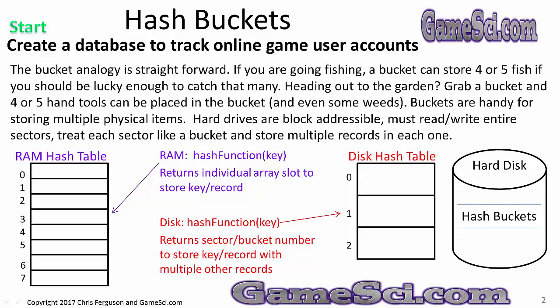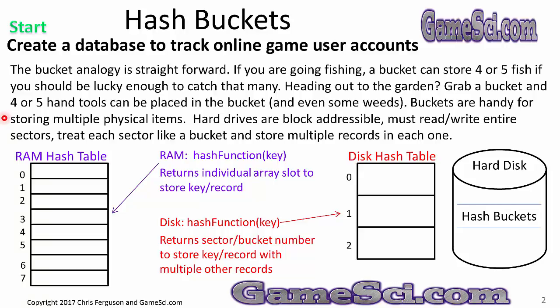Hash buckets. Let's create a database to track online game user accounts. The bucket analogy is straightforward. If you're going fishing, a bucket could store 4 or 5 fish if you should be lucky enough to catch that many. Heading out to the garden, grab a bucket and 4 or 5 hand tools can be placed in the bucket, and even some weeds. Buckets are handy for storing multiple physical items.